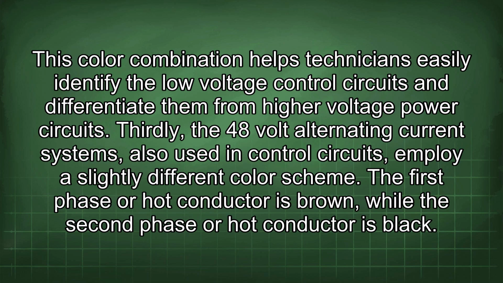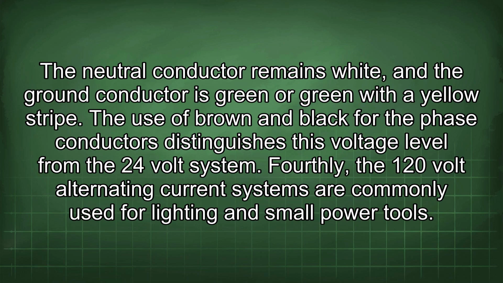Thirdly, the 48-volt alternating current systems, also used in control circuits, employ a slightly different color scheme. The first phase or hot conductor is brown, while the second phase or hot conductor is black. The neutral conductor remains white, and the ground conductor is green or green with a yellow stripe. The use of brown and black for the phase conductors distinguishes this voltage level from the 24-volt system.